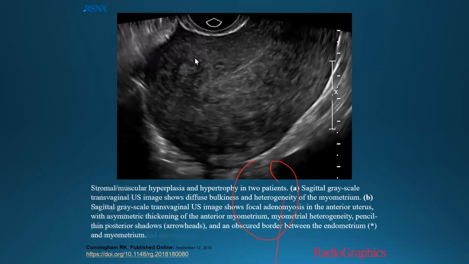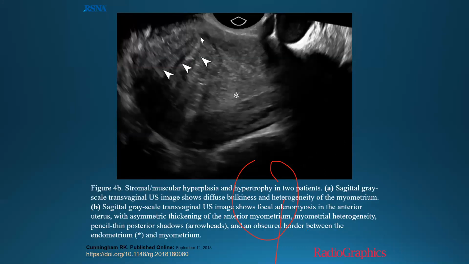Again, here, you see these shadows? These shadows are very important also in the diagnosis. We call it pencil thin because it's like when you draw with a pencil. It's a pencil thin shadows in the myometrium. This is very important during the diagnosis of adenomyosis as well.